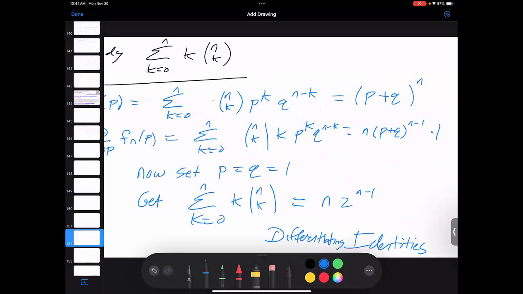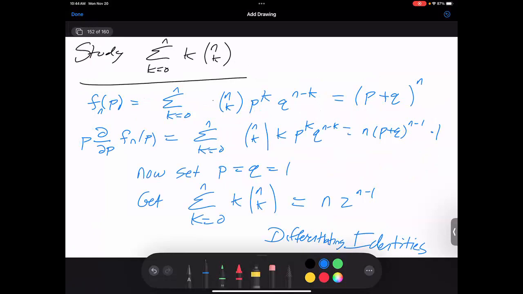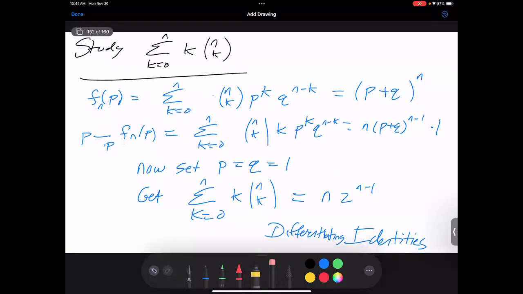Are we keeping the condition that q is 1 minus p? No, because if we had q as 1 minus p, then when we differentiate with respect to p, we would have some issue with q. So really, I should be writing a full derivative here because I'm viewing q as fixed at this point. And so this would be true because q is fixed. So I'm taking a full derivative. And then this expression is true for all values of q. So I'm going to then set p equal q equal to 1 to get something that's useful to myself.